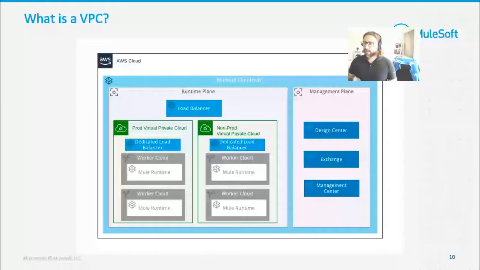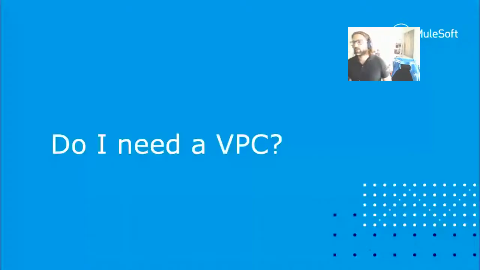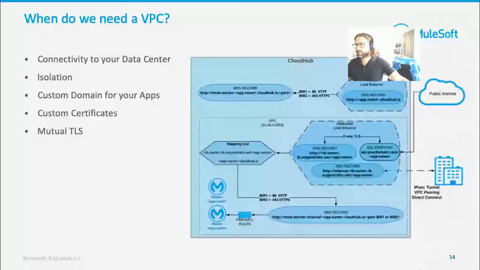Okay, so that sounds great, but now the question is, do I really need a VPC? When do I need a VPC? And why do we need to create a VPC for our deployment model? Okay, there are a few reasons why you will need a VPC. Some of the most important ones are the connectivity to your data centers, the level of isolation that you need to provide to your applications, the use of custom domains and custom certificates for your applications, and whether or not you need to use mutual TLS between your systems and your applications. Let's see them one by one.